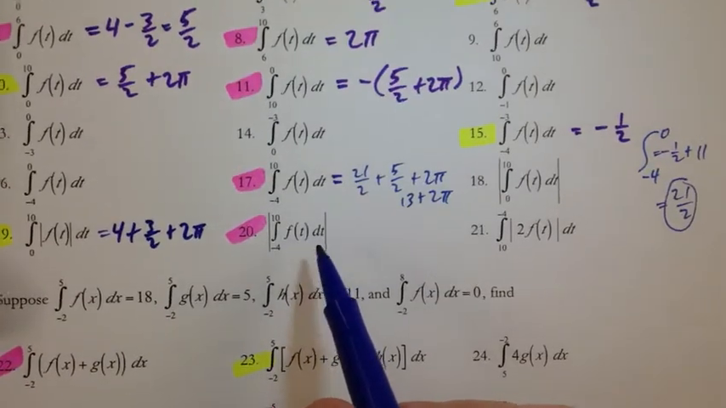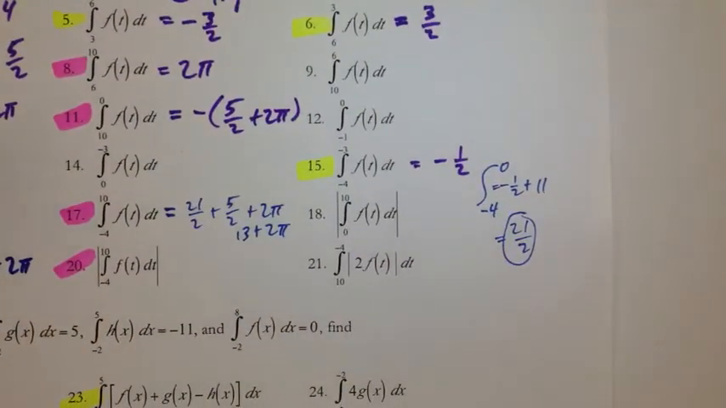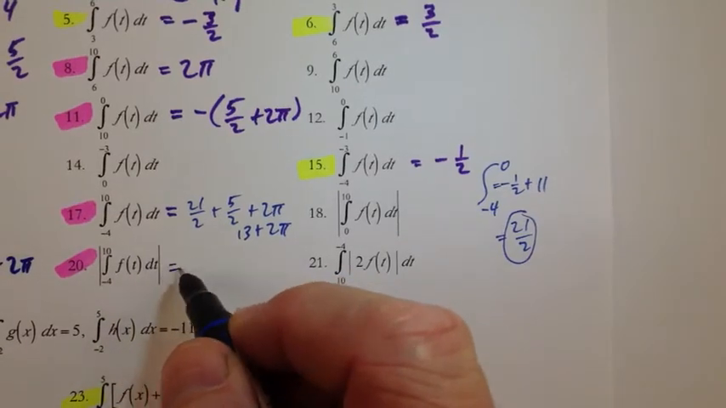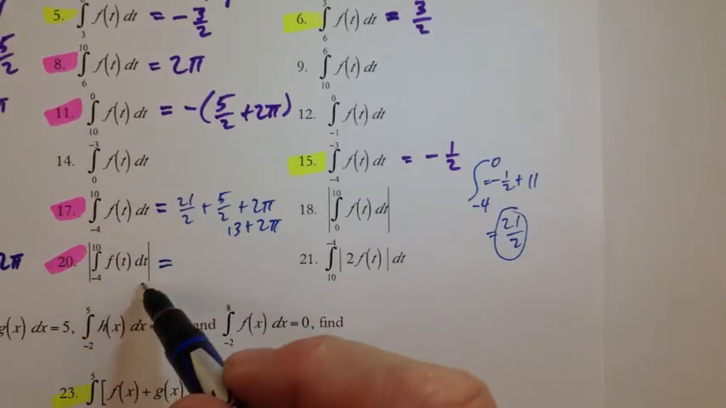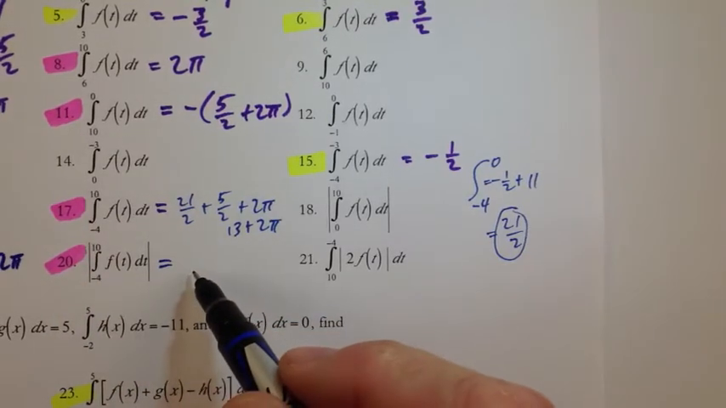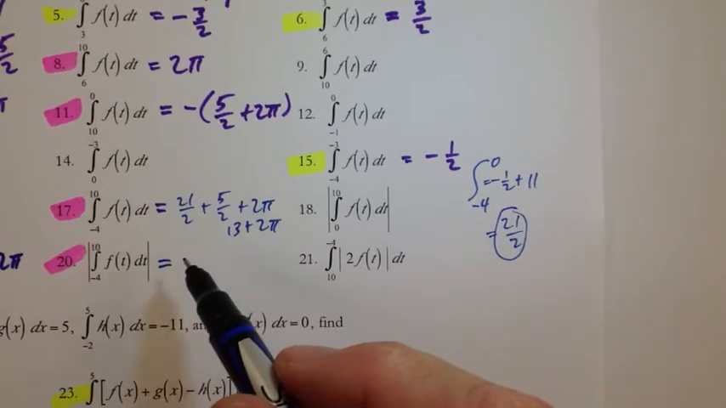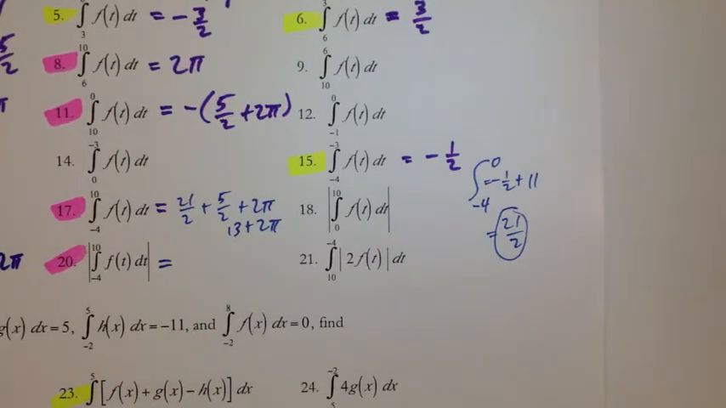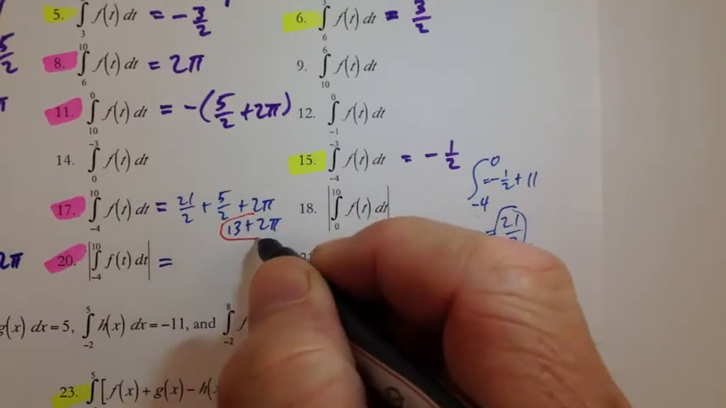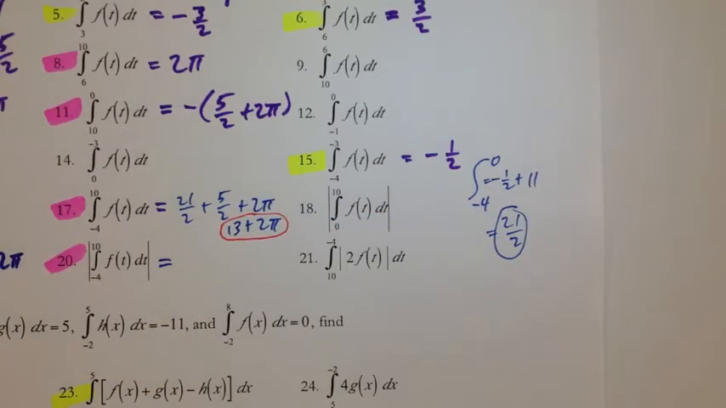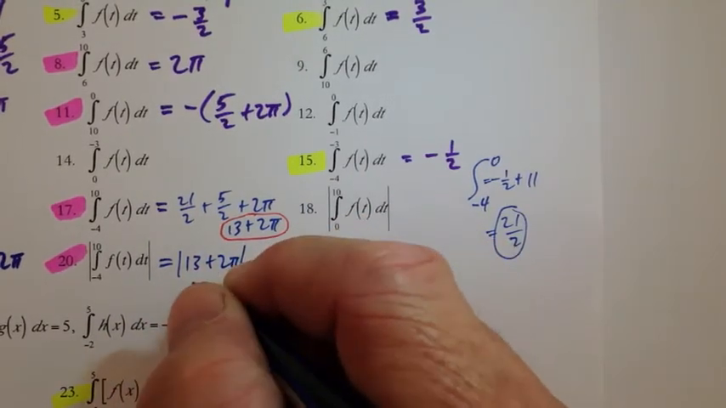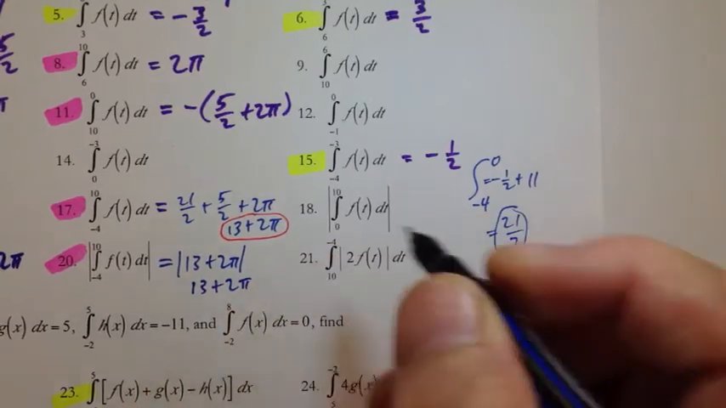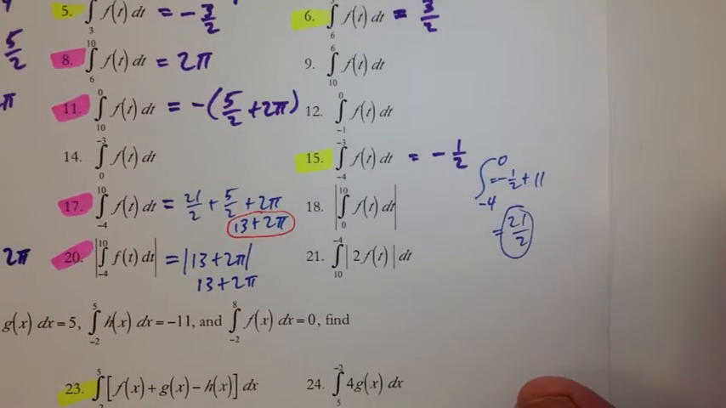Well, you're going to do number 20 on your own, and you're going to pause the video, you're going to come back. Okay, so sometimes this could be confusing, and you just have to be careful here. The absolute value of something is what you're going to be writing here. Well, guess what? That something that you're trying to find the absolute value of is right here, 13 plus 2 pi. And so the absolute value of 13 plus 2 pi is 13 plus 2 pi. Okay, simple as that. Nice.